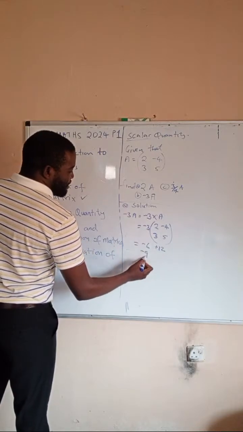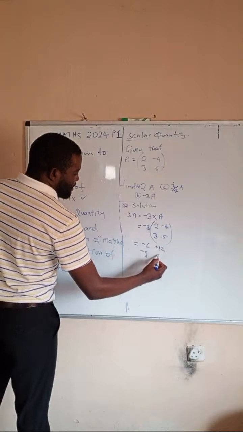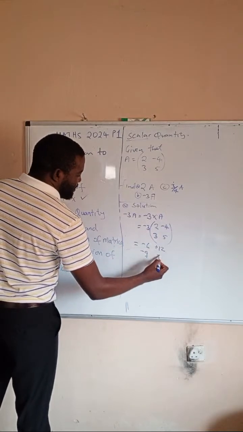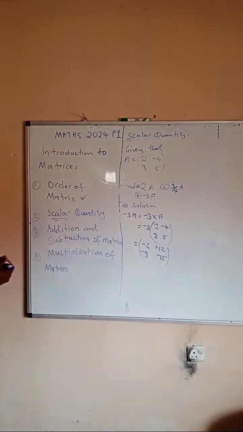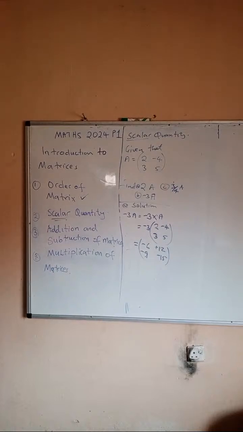Negative 3 times 3 is negative 9. Negative 3 times 5 is negative 15. That's how you solve that. I hope you have picked an idea on how a scalar quantity is done.